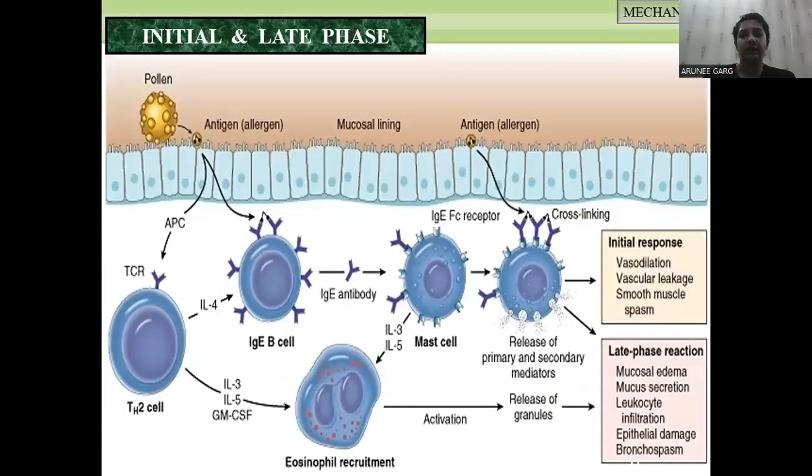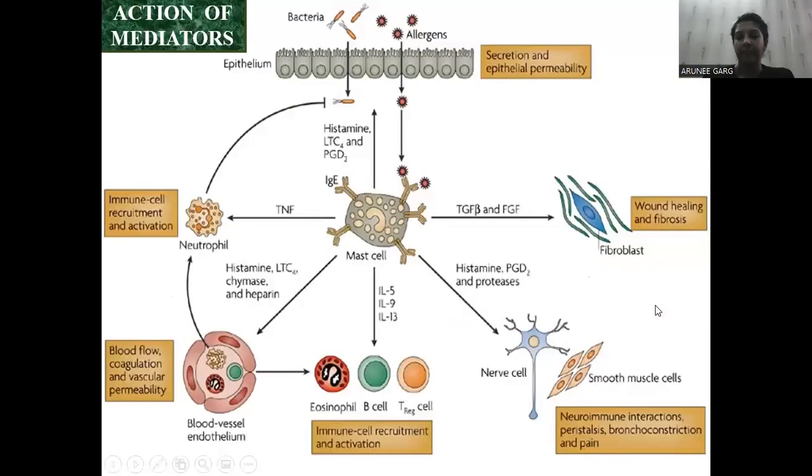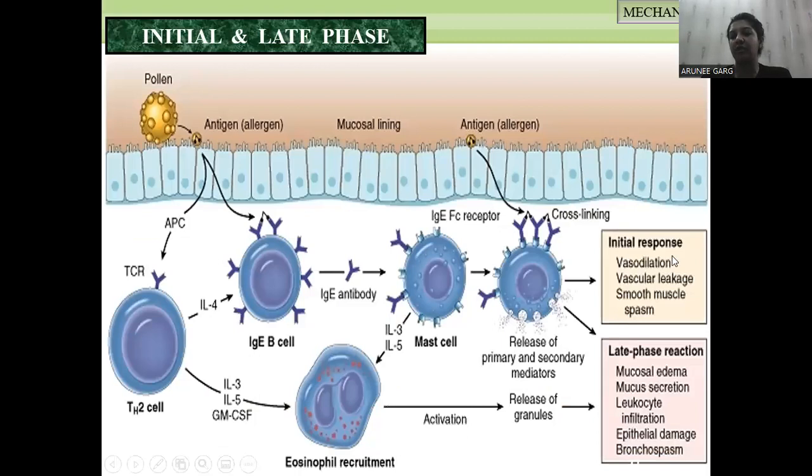So there's an initial and a late phase. The initial phase reaction is caused by the primary mediators, which are released by the same mechanism that I showed earlier. When the antigen causes cross-linking of the IgE antibody, the mediators are released, and it causes an initial reaction, which is vasodilation, vascular leakage, and smooth muscle spasm. These are the effects of the primary mediators: vasodilation, vascular leakage, and smooth muscle spasm.